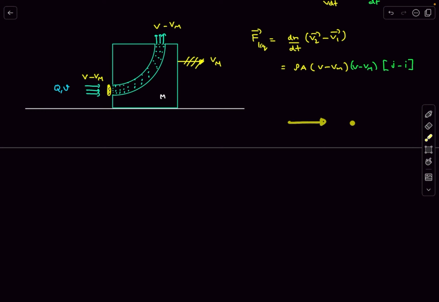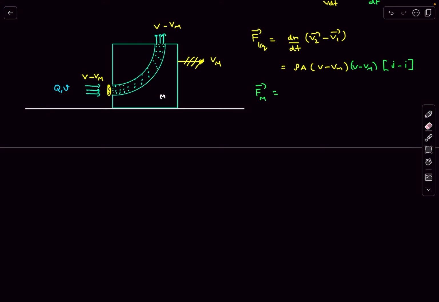Initially the fluid was moving towards the right, and now finally it was made to move in the upward direction. So its horizontal momentum was destroyed, meaning there was a force applied on it towards the left, which is in the minus i cap direction, and it was given a momentum in the plus j cap direction, right? And hence the force in the plus y direction. So this is basically the force that acted on the liquid. So the force on the body, force on capital M mass, is just going to be the negative of it.